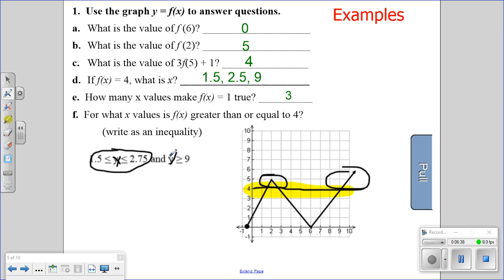And then here we see when x is greater than 9, it is also greater than or equal to 4. And so in this particular case, we would not need to list two numbers because everything after 9 is also going to be greater.